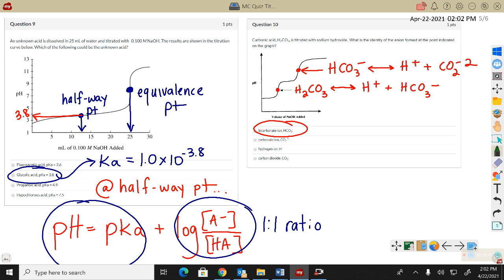We won't worry about any kind of calculations with these polyprotic acids. We just have to understand that each hydrogen comes off one at a time, and I'll see multiple equivalence points on a titration curve.